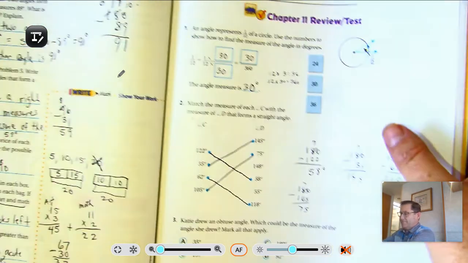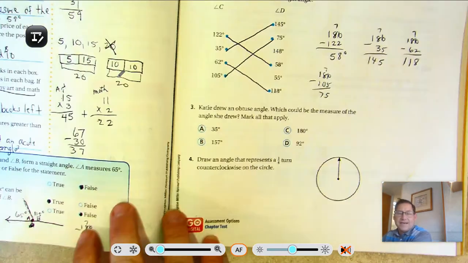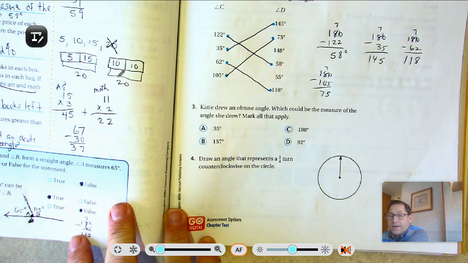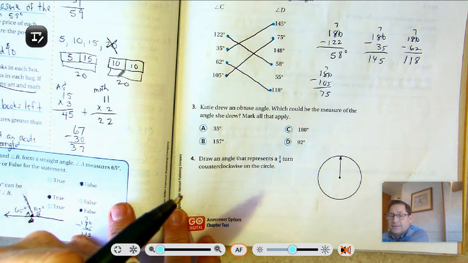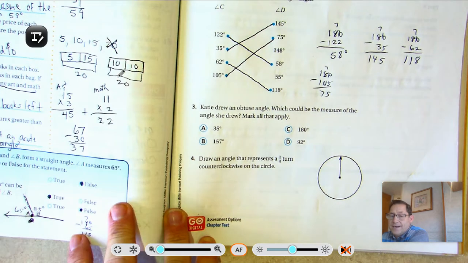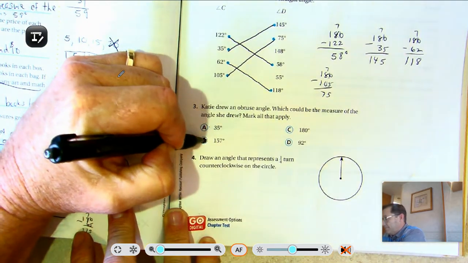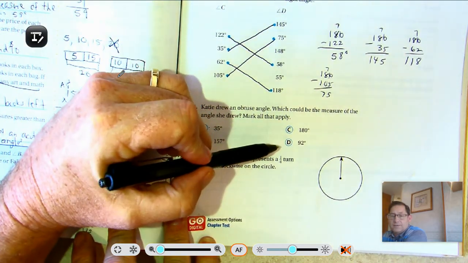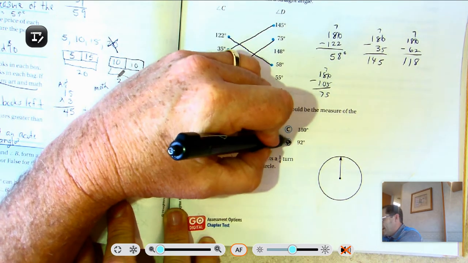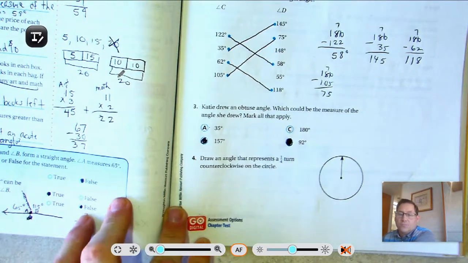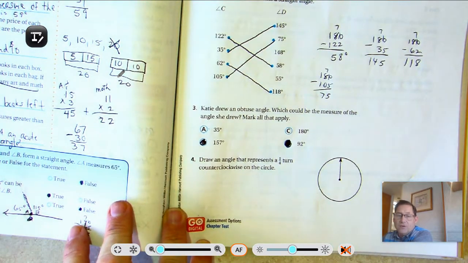All right, number 3. Katie drew an obtuse angle. Which could be the measure of the angle she drew? So an obtuse angle, by definition, is greater than 90 degrees, but less than 180 degrees. So it's not A. B would work. C will not work. D will work. It's greater than 90 and less than 180. 180 won't work because that's a straight angle.